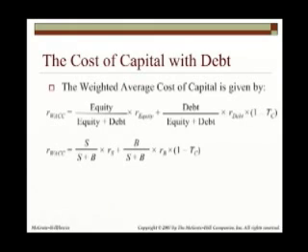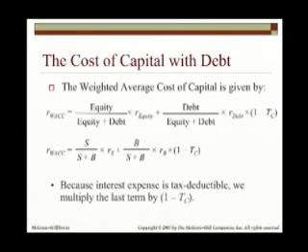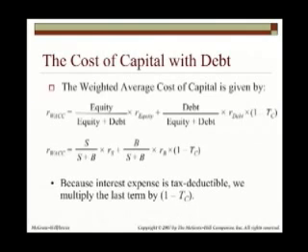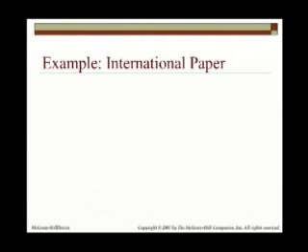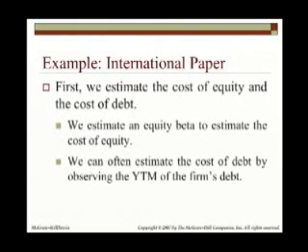So we can write this a little differently. S stands for equity or stock, and B stands for debt or bonds. And because interest expense is tax deductible, the last term is multiplied by 1 minus TC, where TC is the marginal tax rate. All right, let's go back to International Paper.